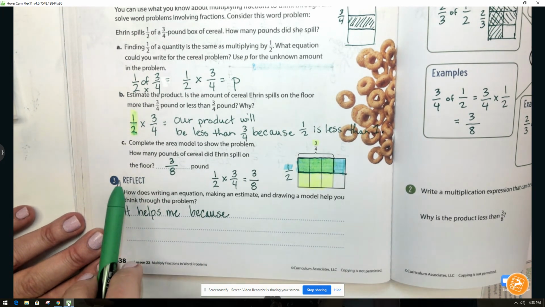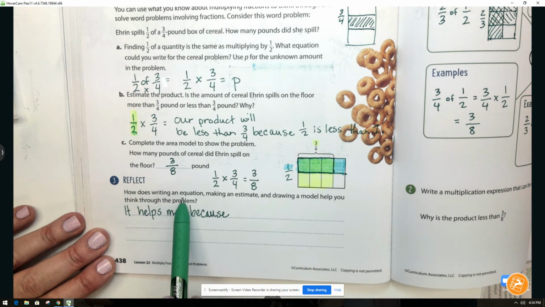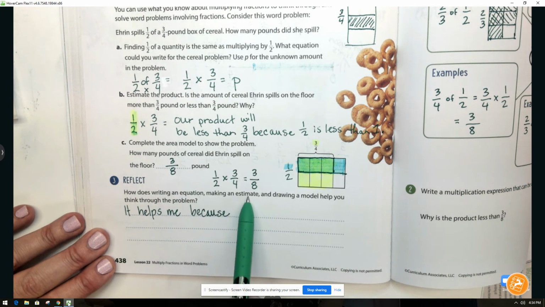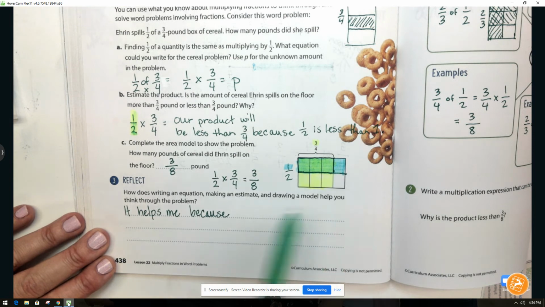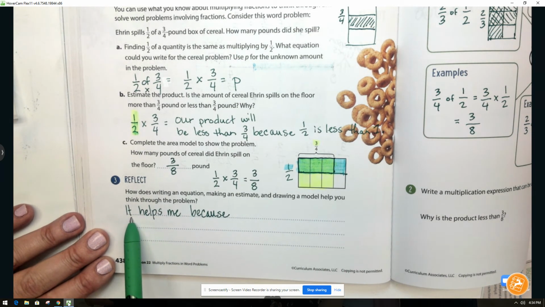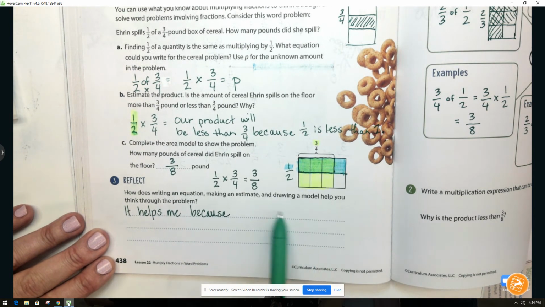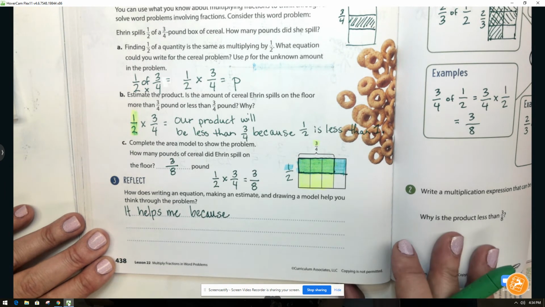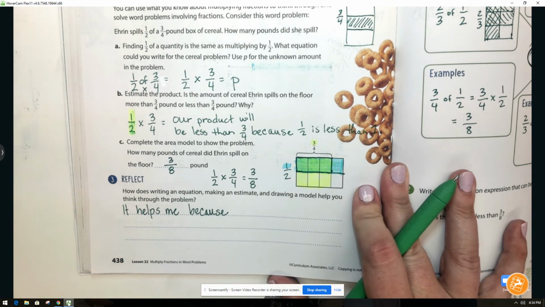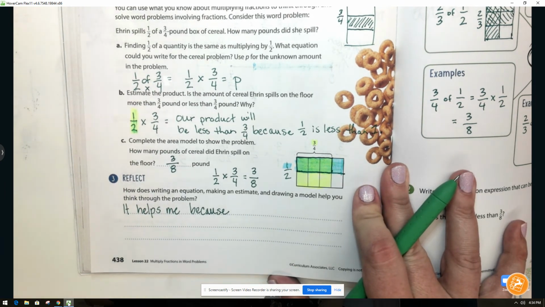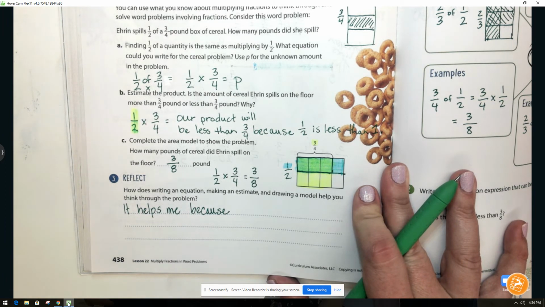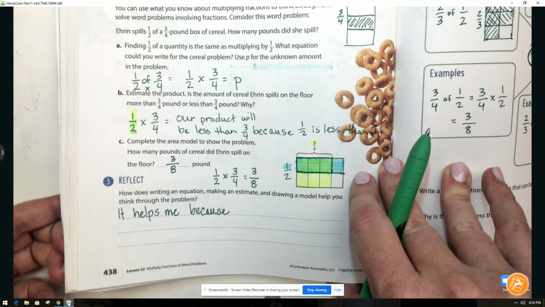Now we're going to look at this reflection. How does writing an equation, making an estimate, and drawing a model help you think through the problem? So I want you to use this sentence frame: It helps me because, and then I want you to tell me how it helps you. You're going to go ahead and pause the video there. And then when you're done, you'll unpause the video and move on to the next page so we can fill out the graphic organizer.